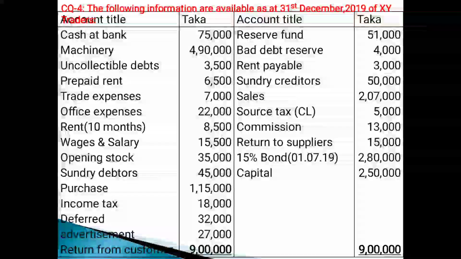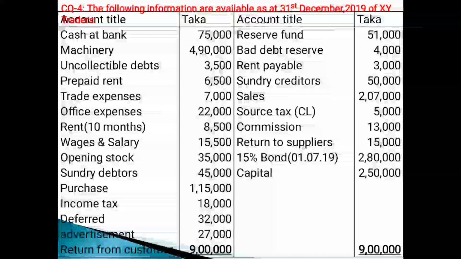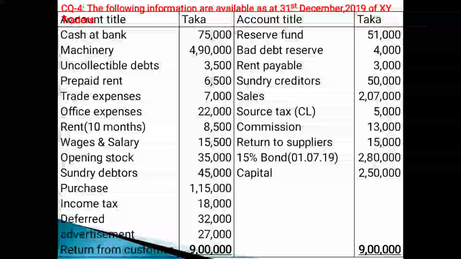At first, we have to discuss this trial balance for each item. What would be done for preparing a creative question for financial statement? Okay, cash at bank. This amount is treated as current assets in the statement of financial position. Machinery is one kind of fixed asset. It is shown in fixed assets under the statement of financial position.